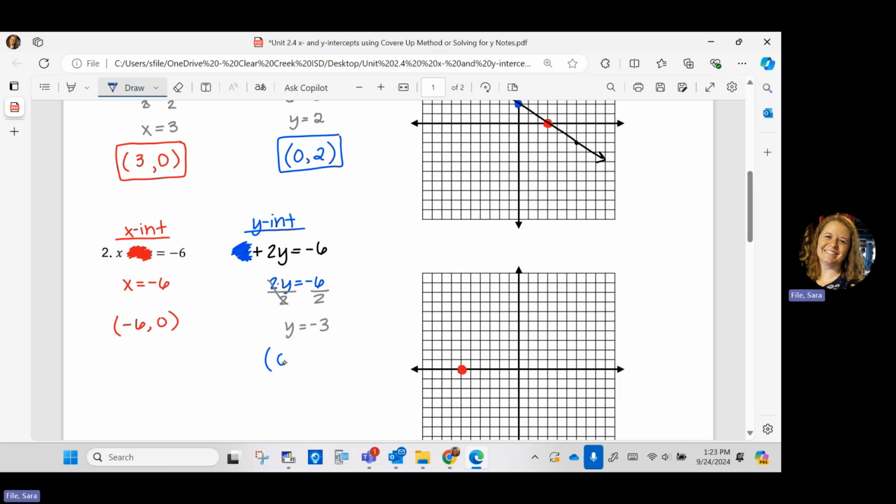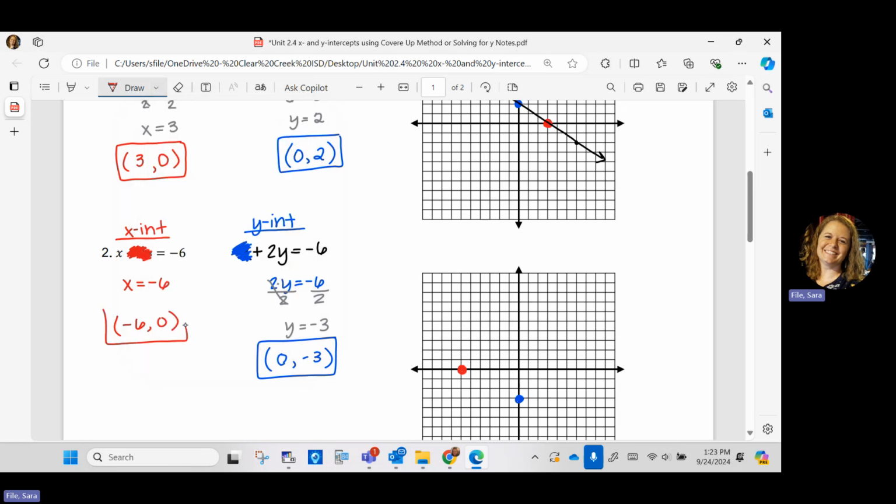So that happens when x is 0. My pen's not working now. When x is 0, y is -3. That means from the origin, you go over 0, down 3.